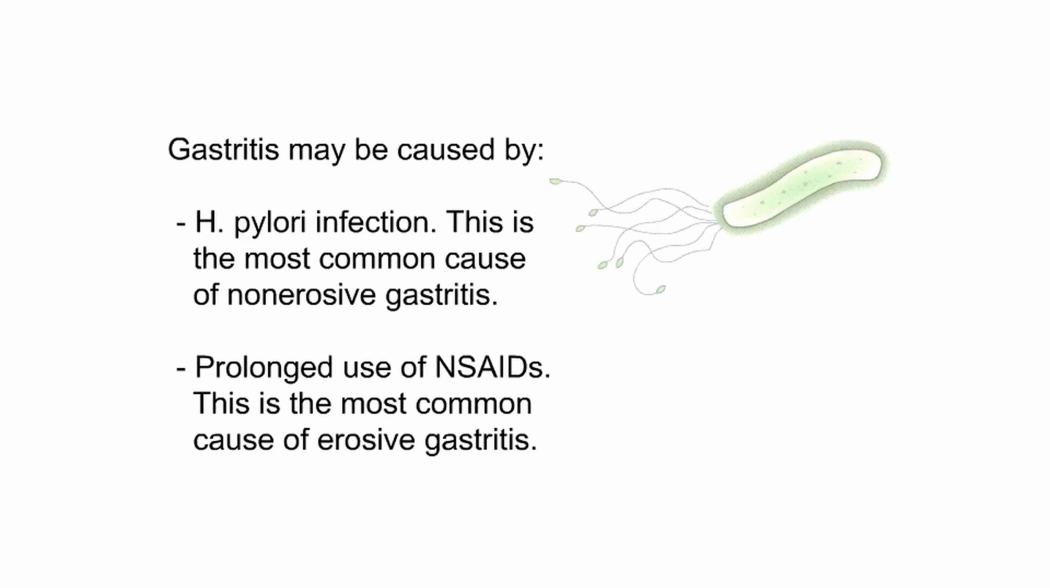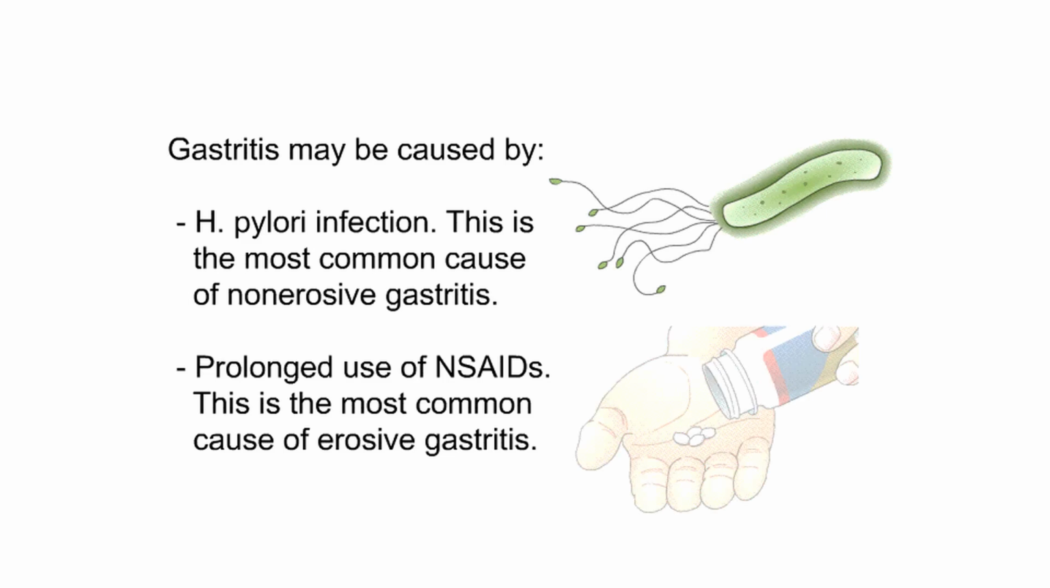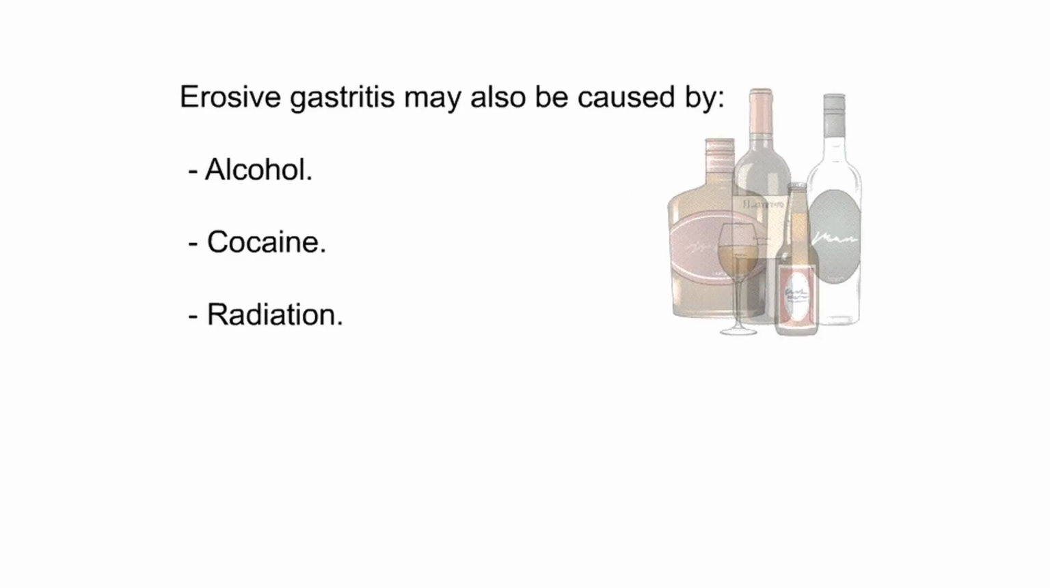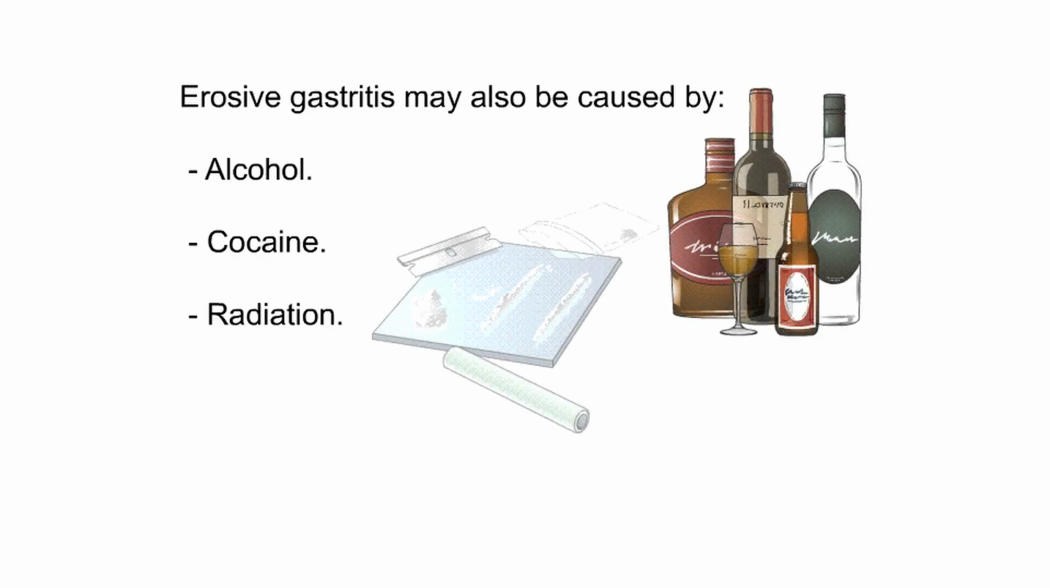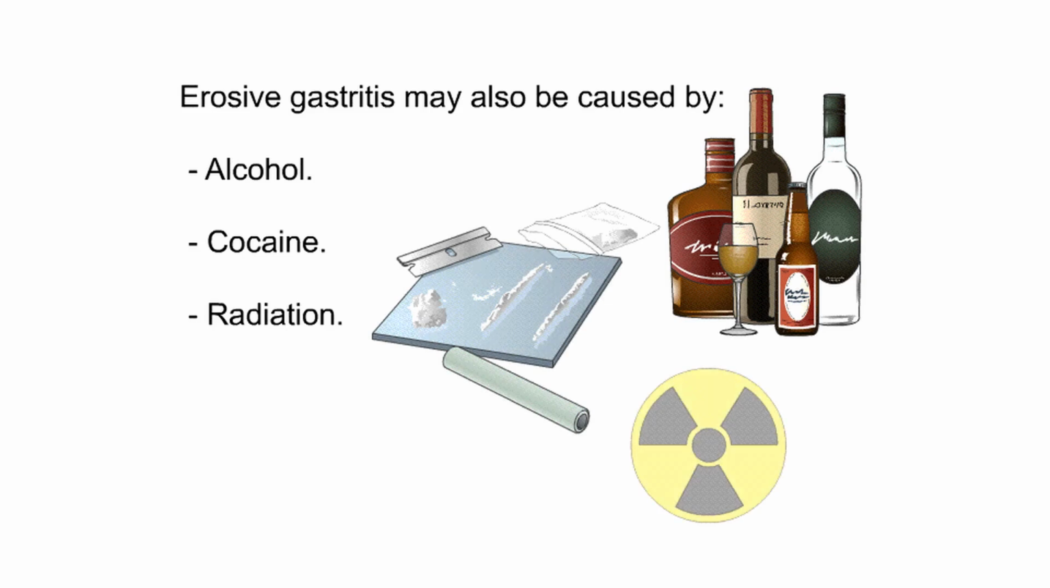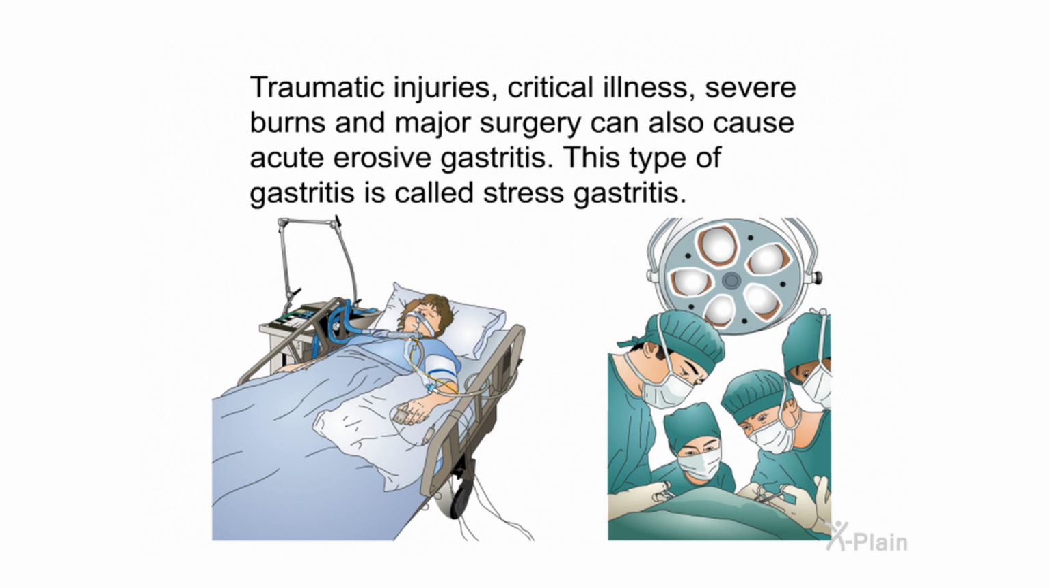Gastritis may be caused by H. pylori infection. This is the most common cause of non-erosive gastritis. Prolonged use of NSAIDs is the most common cause of erosive gastritis. Erosive gastritis may also be caused by alcohol, cocaine, or radiation. Traumatic injuries, critical illness, severe burns, and major surgery can also cause acute erosive gastritis. This type of gastritis is called stress gastritis.